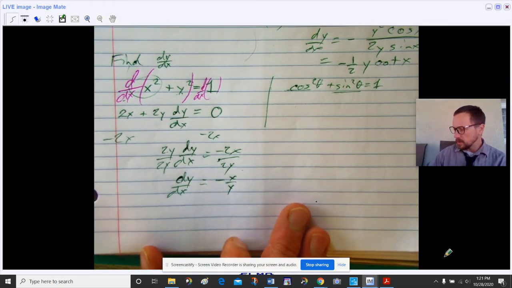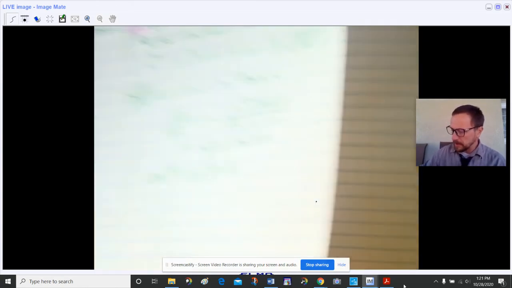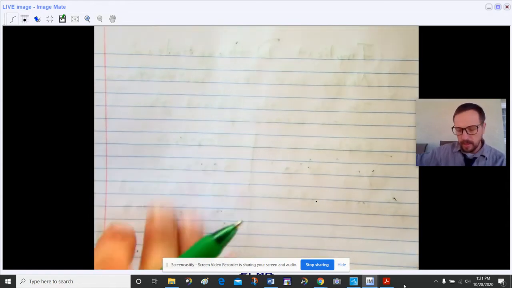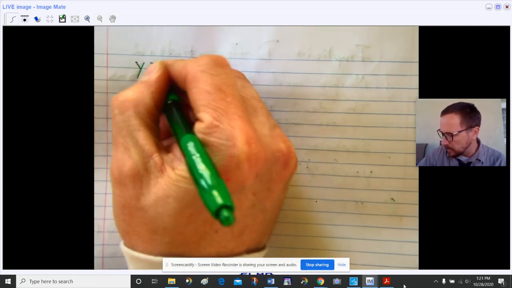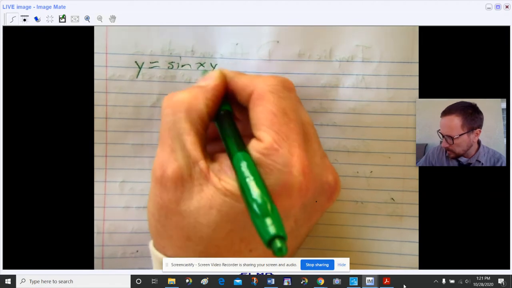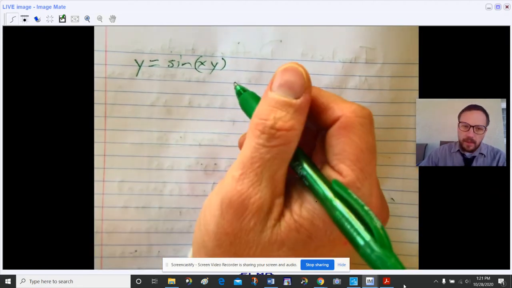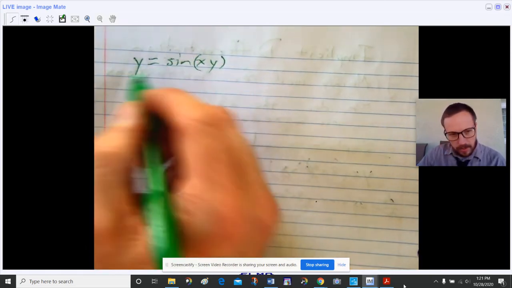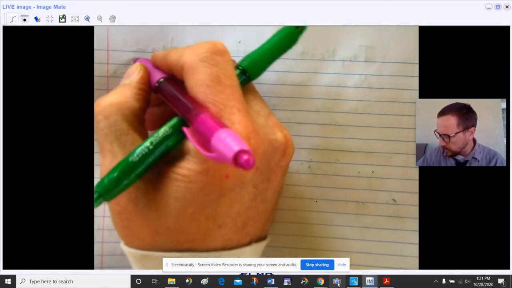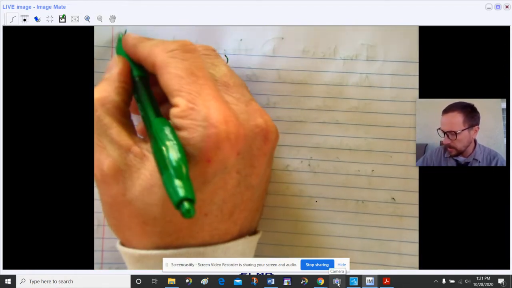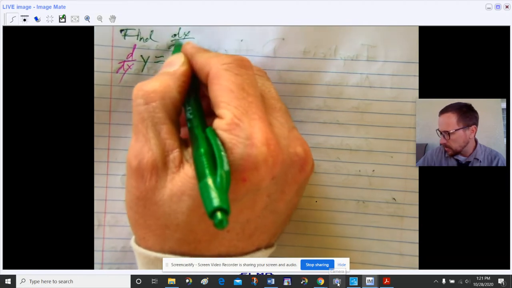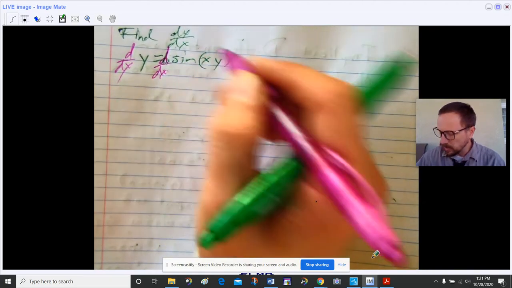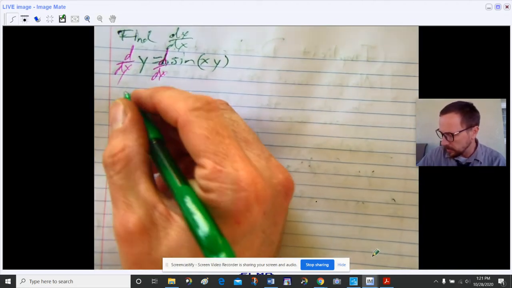Okay, so let's take a look at maybe another one. We just have to be ready for things that could pop up. How about y equals the sine of xy? There we go. This looks like it could be a scary one. All right, so here we go. Again, we have to take the derivative of all this, with respect to x. So again, the directions will say find dy over dx. We're just going to be doing implicit differentiation.